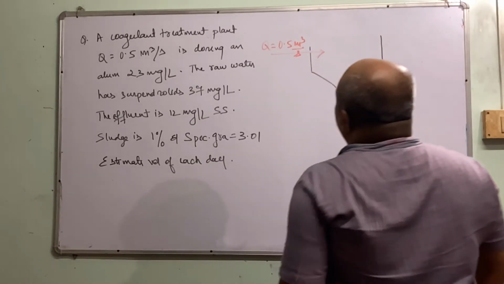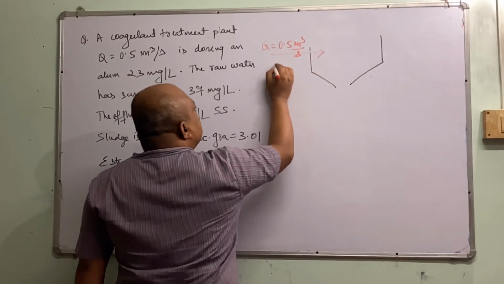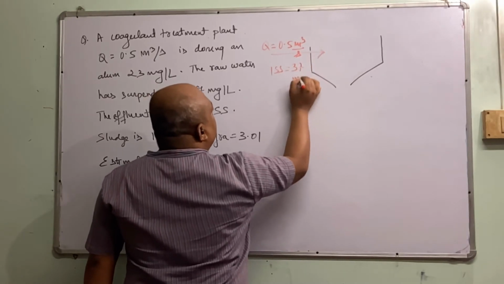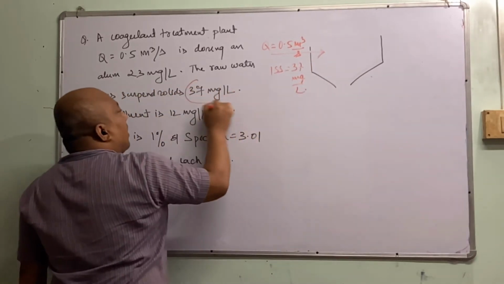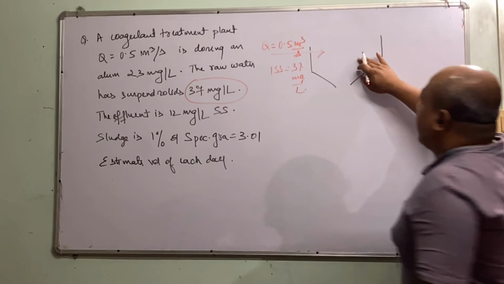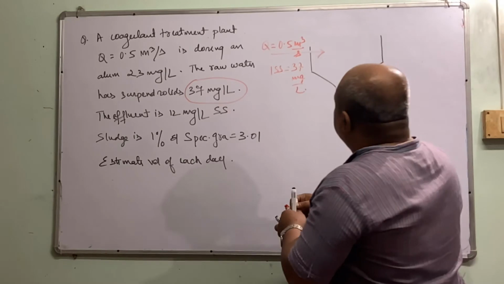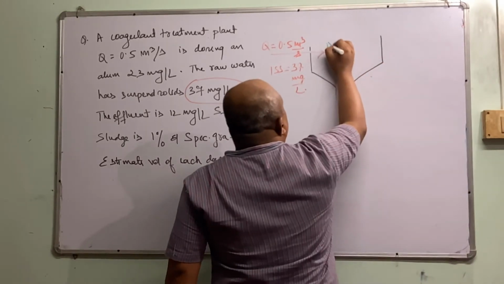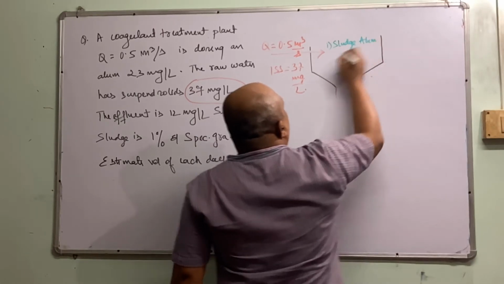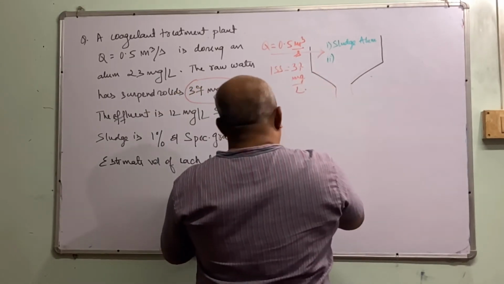Now, when the water is coming with 0.5 meter cube per second, it also brings some suspended solids of 37 milligram per liter. This one. So this coagulation tank will be having two different types of sludge. Number one is the sludge of alum. Number two, the suspended solid that is already there will also settle down over here.